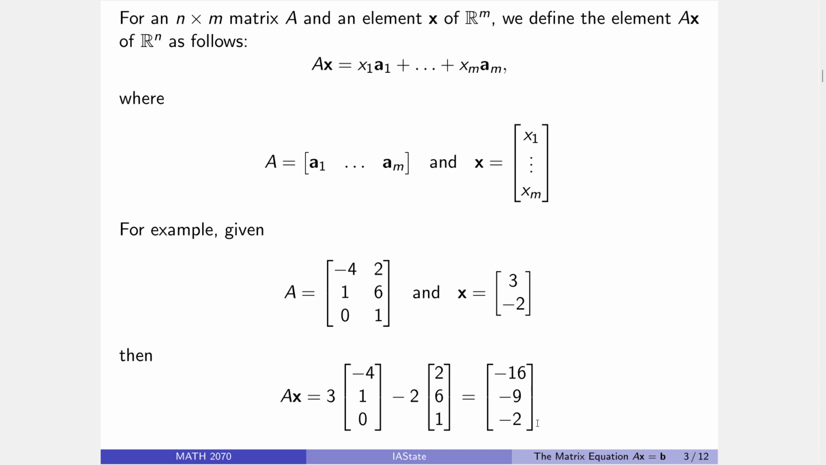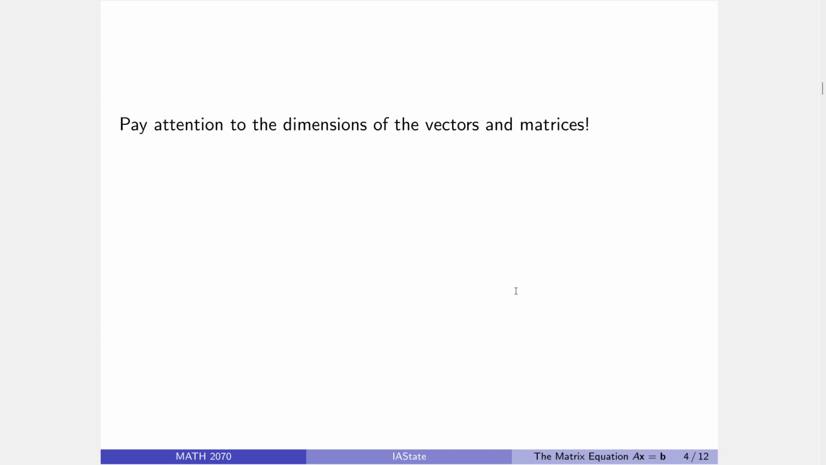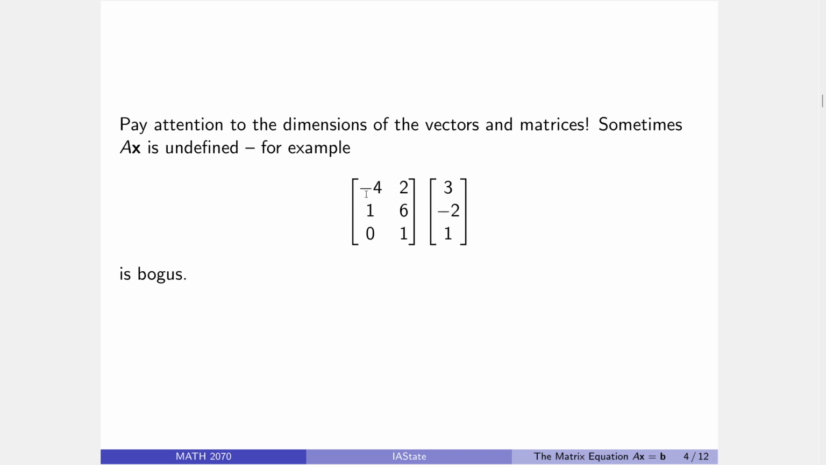Alright, now, that being said, we need to be paying attention to dimensions here. Here we had a 3 by 2 multiplying an element of R2. That's valid. However, a 3 by 2 multiplying an element of R3 can't happen, right? Because we've got to take the column and scale. Well, this third one would correspond to a phantom third column that does not exist. Okay, so it's possible that A times x is undefined if you're not paying attention to your dimensions. So, word of warning.